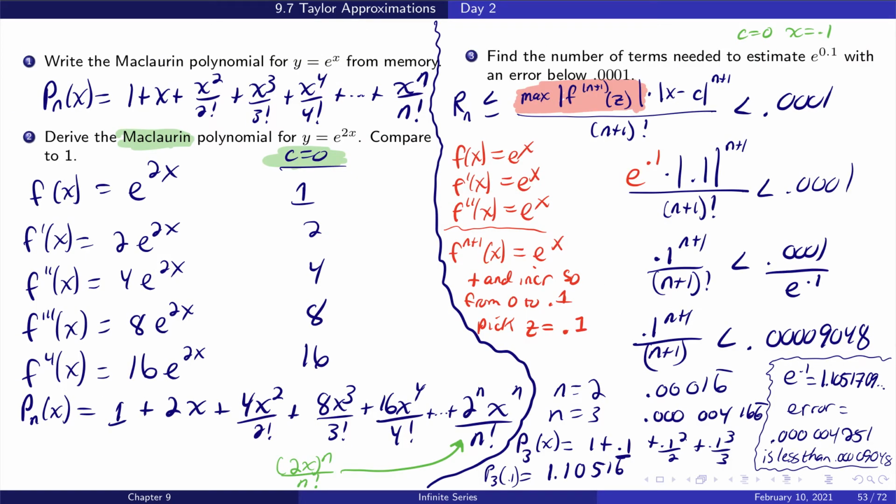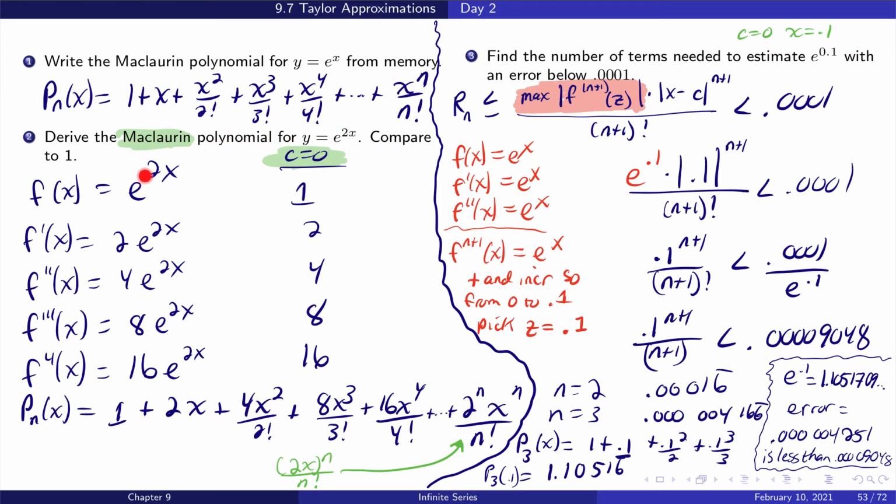So the last slide for this section, a little bit of review. Write the Maclaurin polynomial for y equals e to the x from memory. This is something you're going to get memorized eventually, but e to the x has a derivative that's always e to the x, so it's very straightforward. And then it says derive the Maclaurin polynomial for y equals e to the 2x.